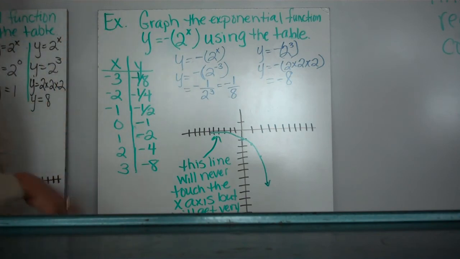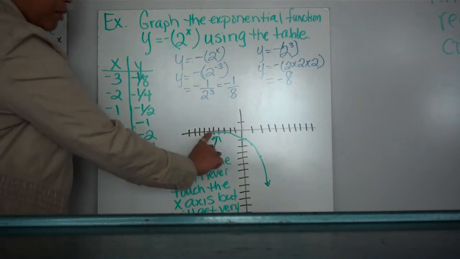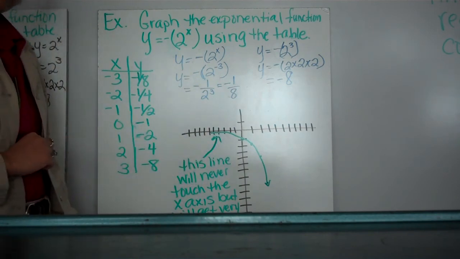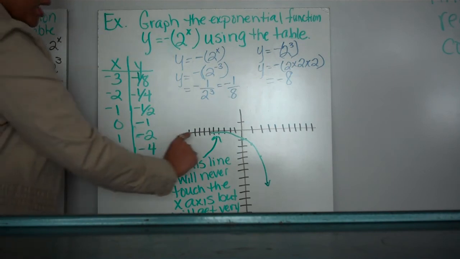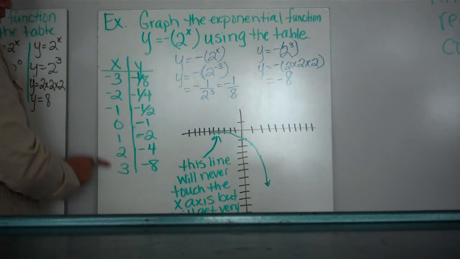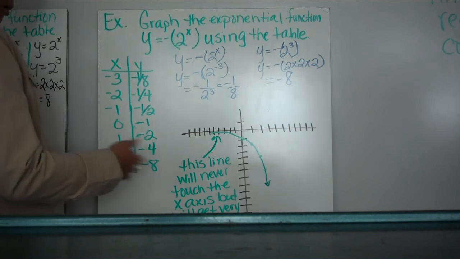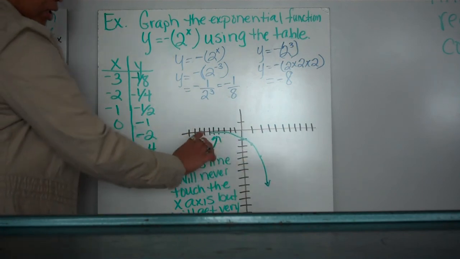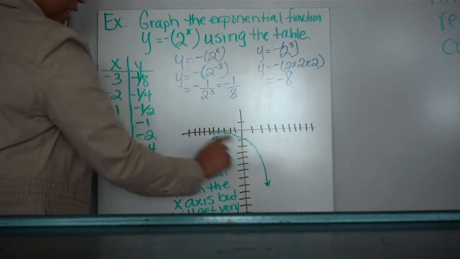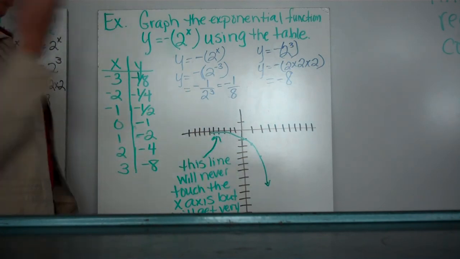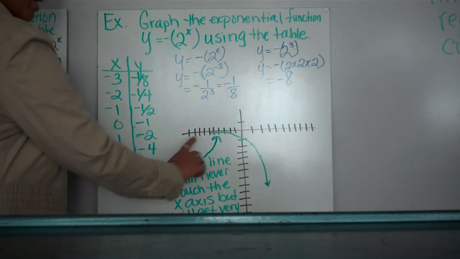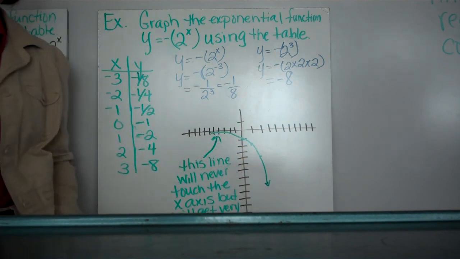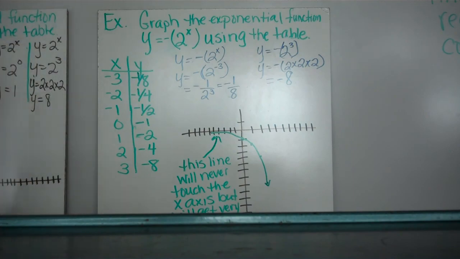This is what your graph will look like. In your graph, this line will never touch the x-axis. It comes very, very close, but it never actually touches. I graphed again these same points because they were easier to graph, the 0, 1, 2, and 3 as my domain and their respective ranges. And so I got this graph, and it's the opposite of the graph before because this is the opposite function. So my graph is decreasing. And that is exponential functions.